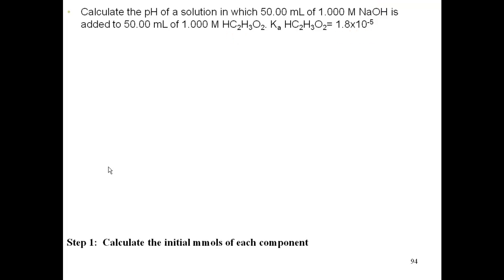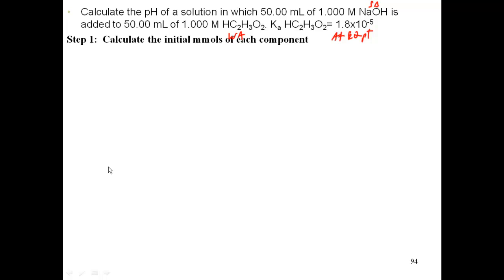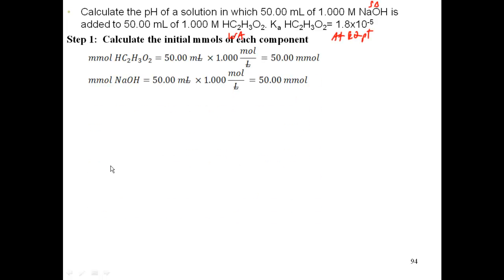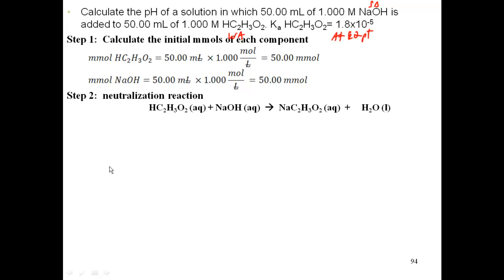So first step, calculate the initial millimoles of each component. Millimoles of acetic acid is 50 times 1, which is 50 millimoles. I have sodium hydroxide, which is 50 times 1, which is 50 millimoles. Neutralization reaction: acetic acid and sodium hydroxide gives me sodium acetate plus water.